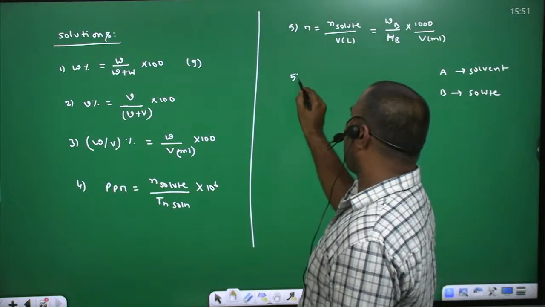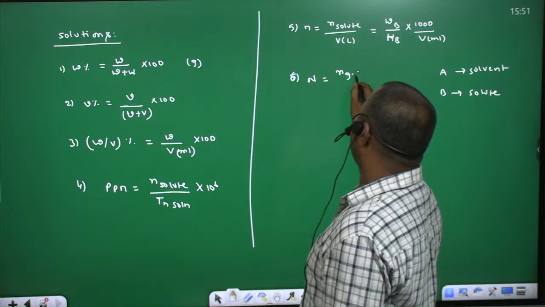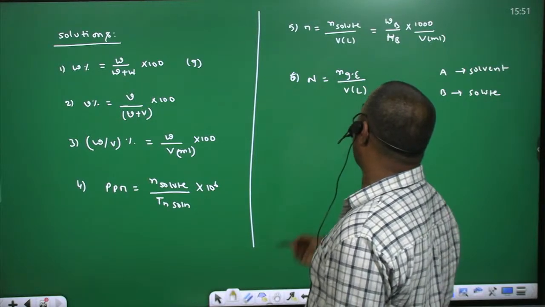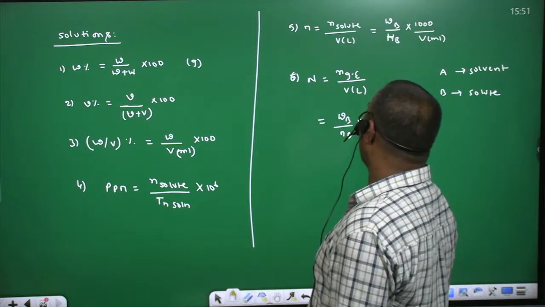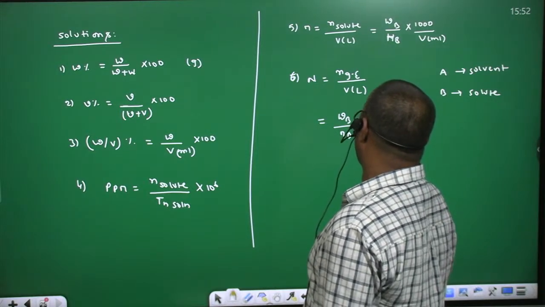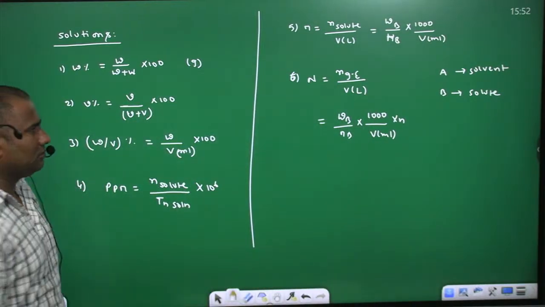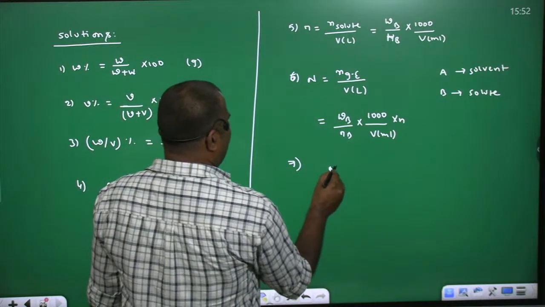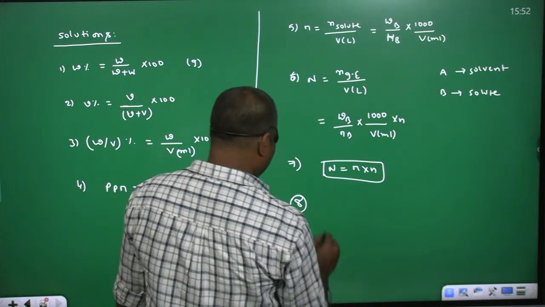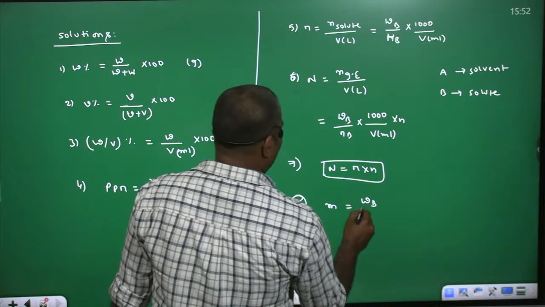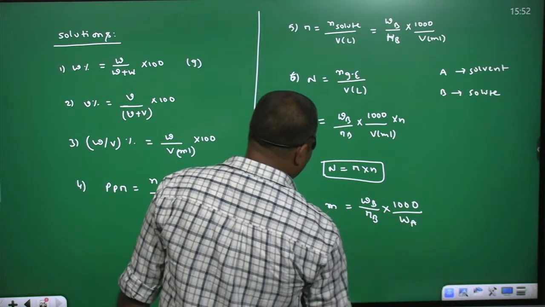You can consider like this. Next, normality equal to number of gram equivalents of solute by volume of solution in liters. That you can write WB by MB into 1000 by V in milliliters into N factor. The relation between normality and molarity: normality equal to molarity into N factor. Eighth one, molality: weight of solute by molecular weight of solute into 1000 by weight of solvent.